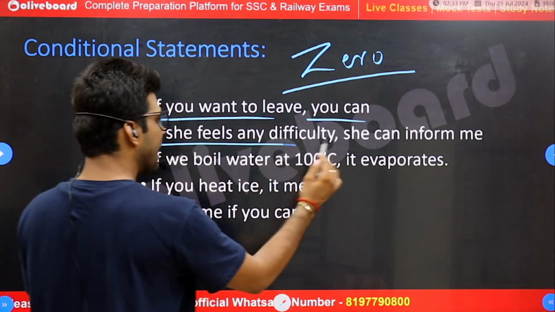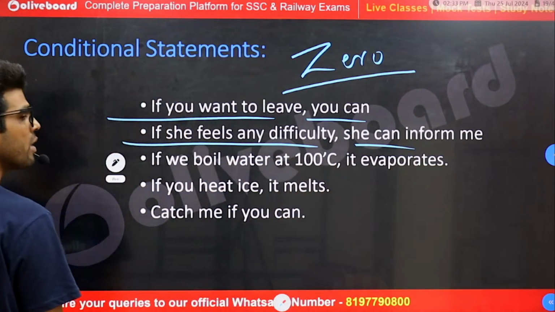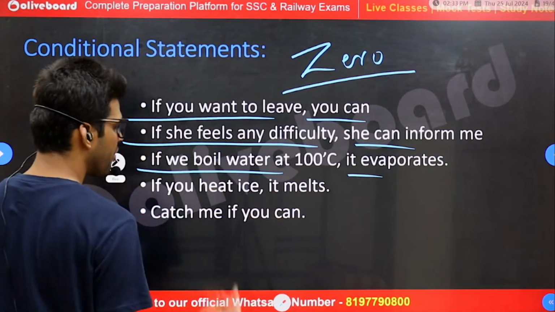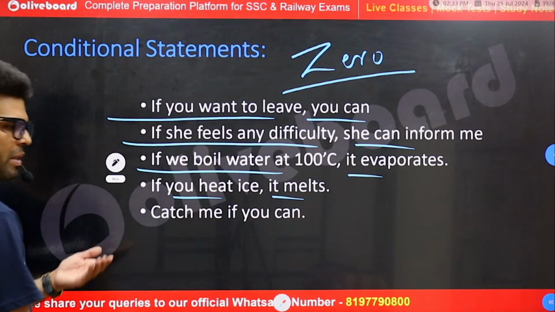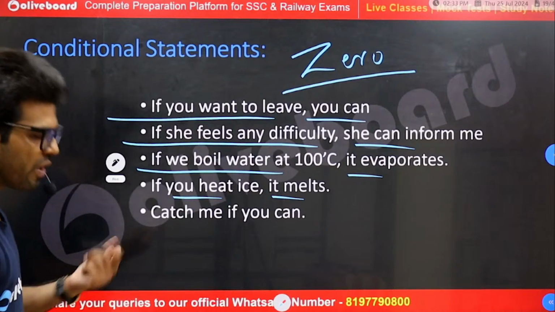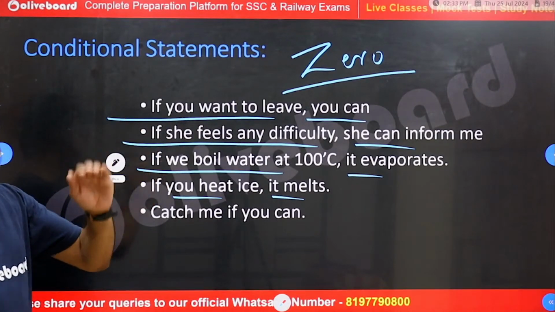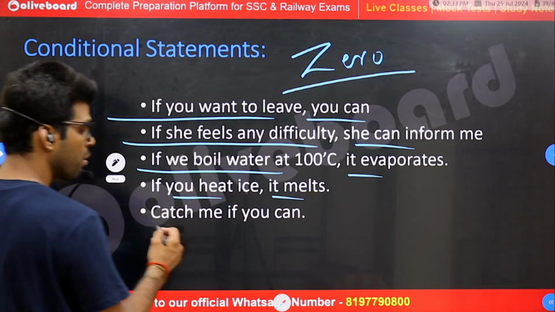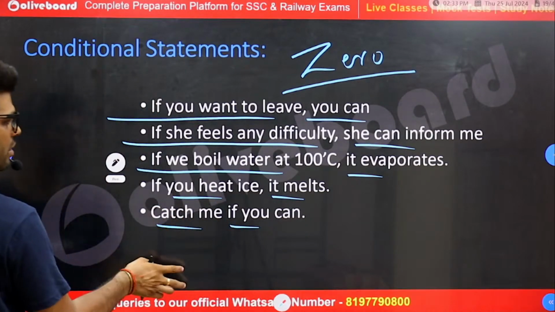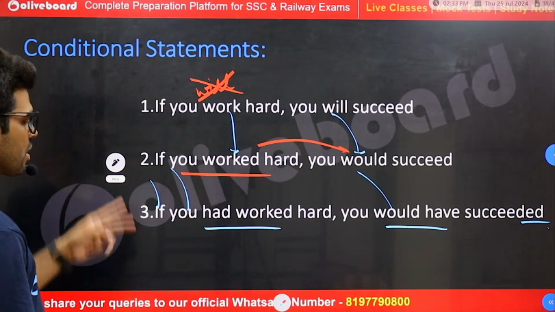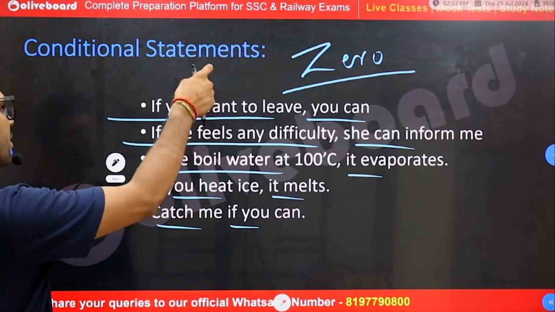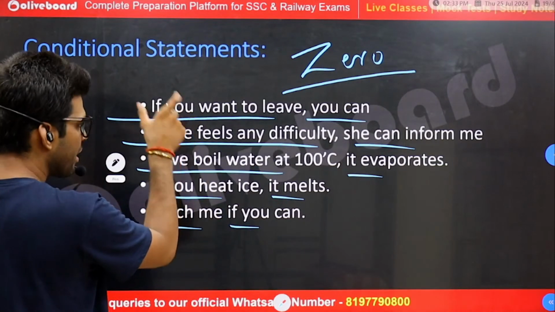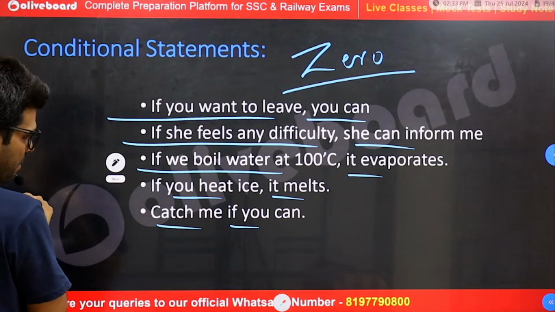If she feels any difficulty, she can inform me. Not in future, she will inform me. If we boil water, it evaporates. If you heat ice, it melts. The basic general truth we can say, both happening in the present tense, nothing going for future. Catch me if you can. Both the sentences once again are in present tense. So these are the first conditional, second conditional, and third conditional clauses, but that's the zero conditional. Why? Because we are not moving forward. The result is also in present tense along with the condition in present tense.